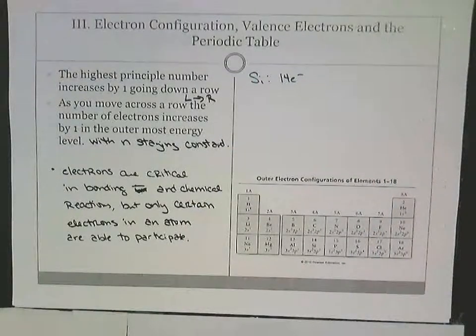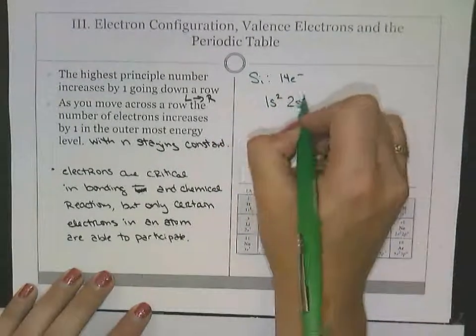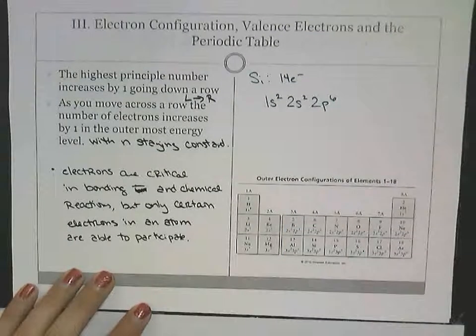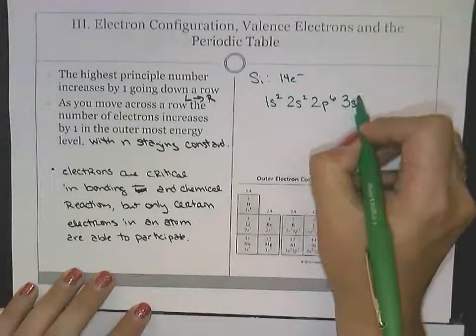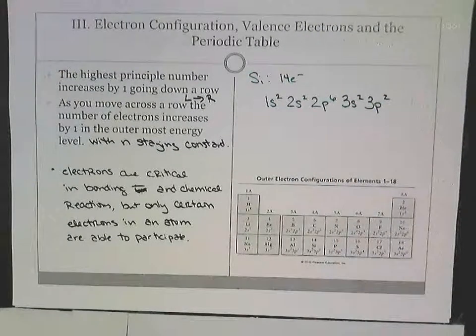1s2, 2s2, 2p6, 3s2, 3p2. 10, 11, yeah. All right, so that's the electron configuration. I could have written that with the platforms, one for each orbital. That'd be fine too.